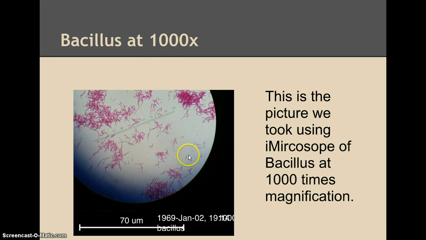Here we see a bacillus. As you can see, they're much straighter. They're thicker, which you can see they're shaped more like a rod, which is what bacillus bacteria are.